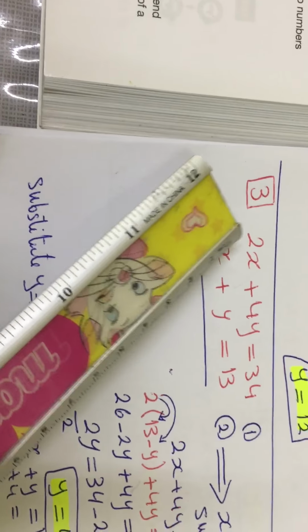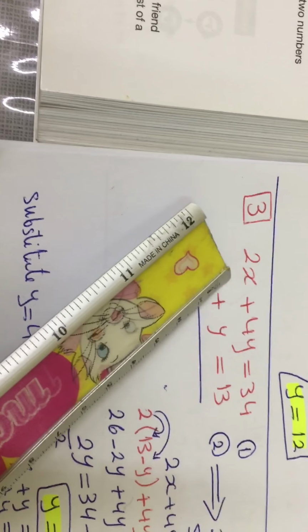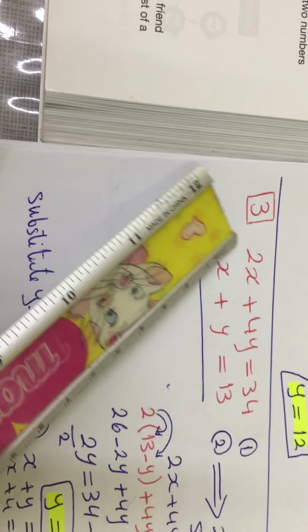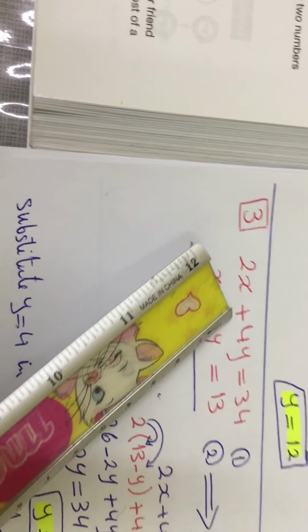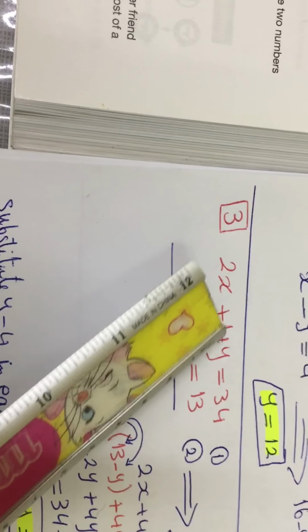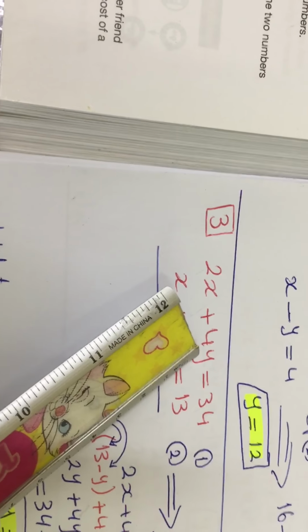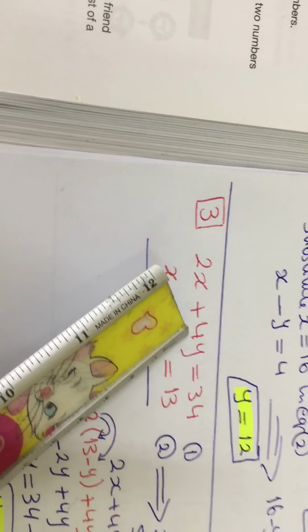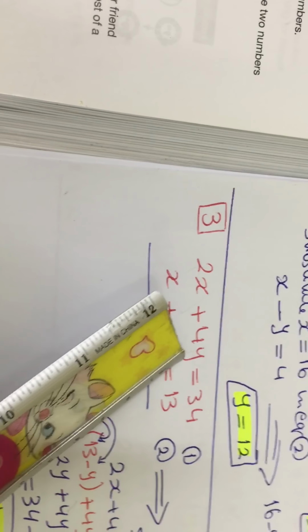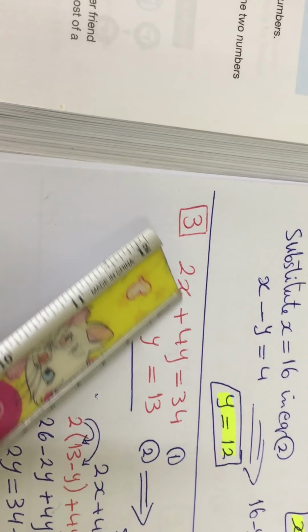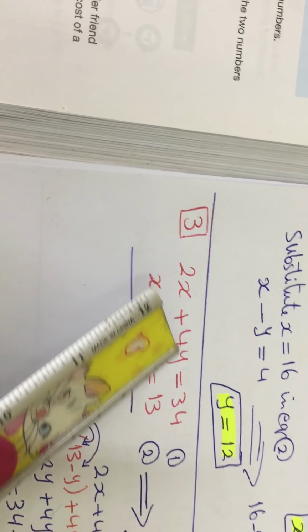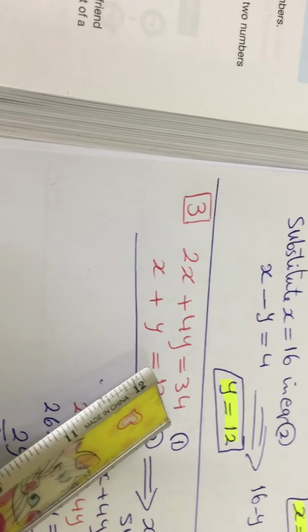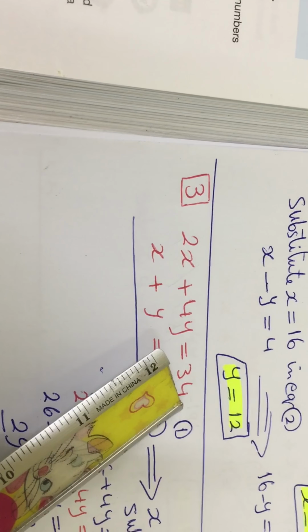Again the problem, 2 times one number, I let the first number x, and 2 times one number will be 2x. Added, so plus 4 times another, let the other number y, and 4 times will be 4y. 2 times a number added to 4 times another equals 34. This is the first equation.